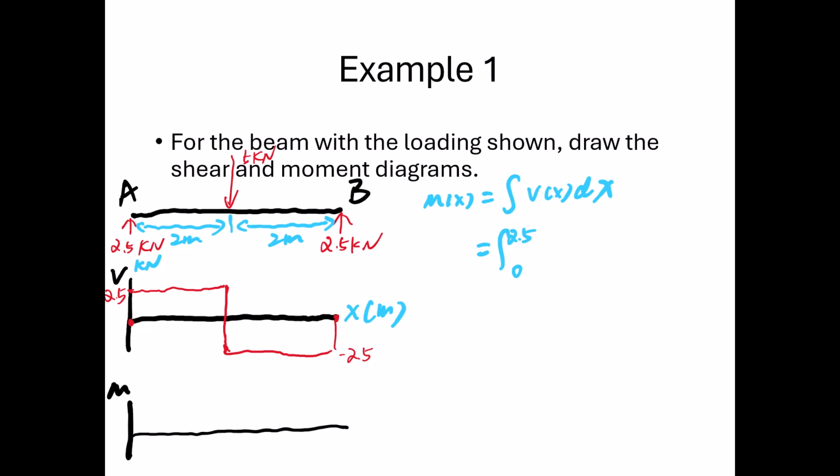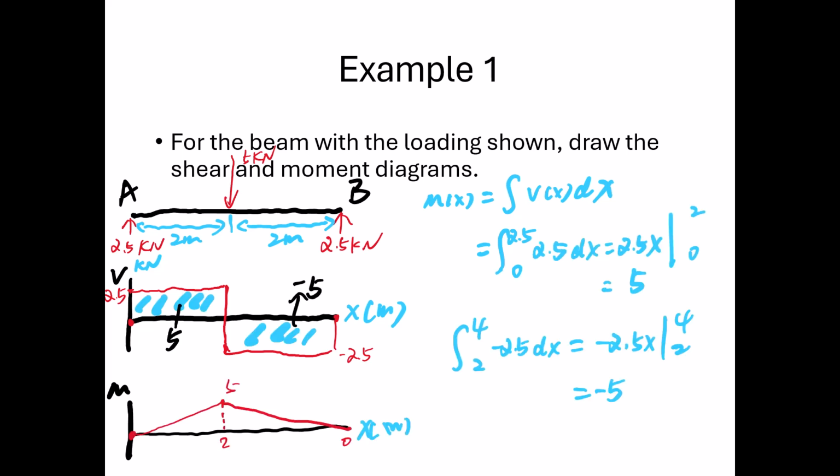We also have another way: after we draw the shear diagram, we can calculate the area. The area is 5 here, and the area is also negative 5 here. So our moment diagram will move upward by 5 at location 2. So here is a 5, and then it will decrease by another 5 until location 4. Okay, that's how we draw the moment diagram.